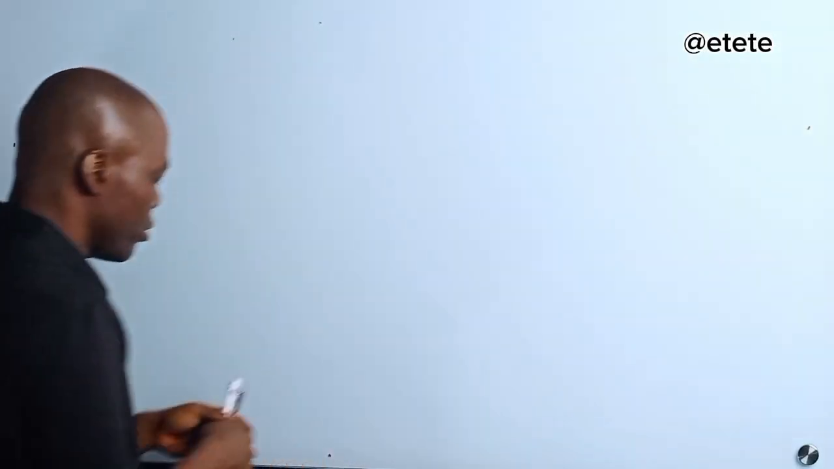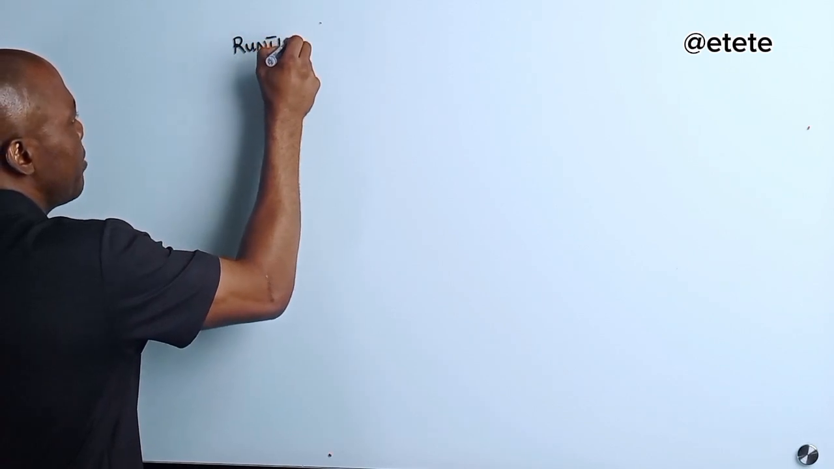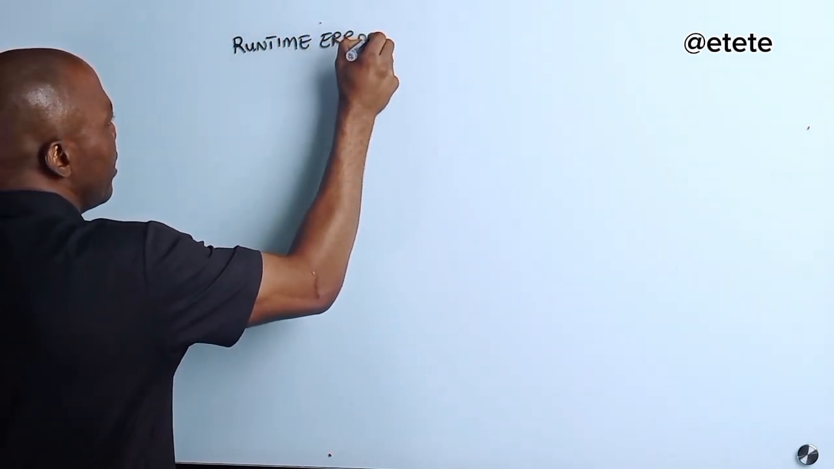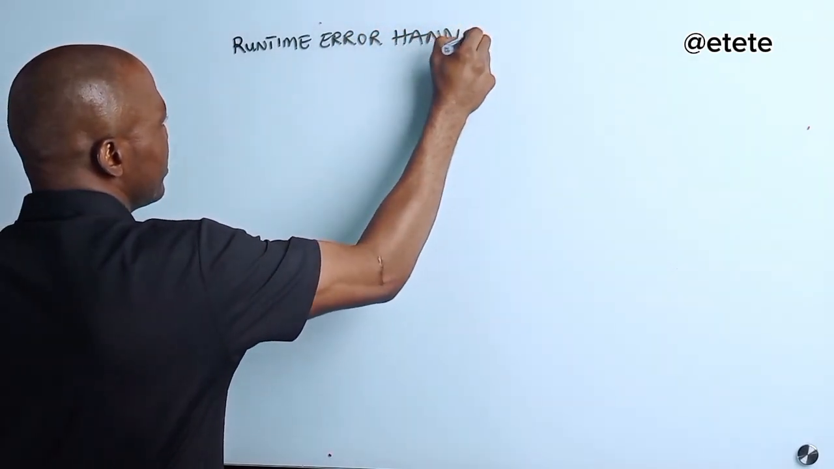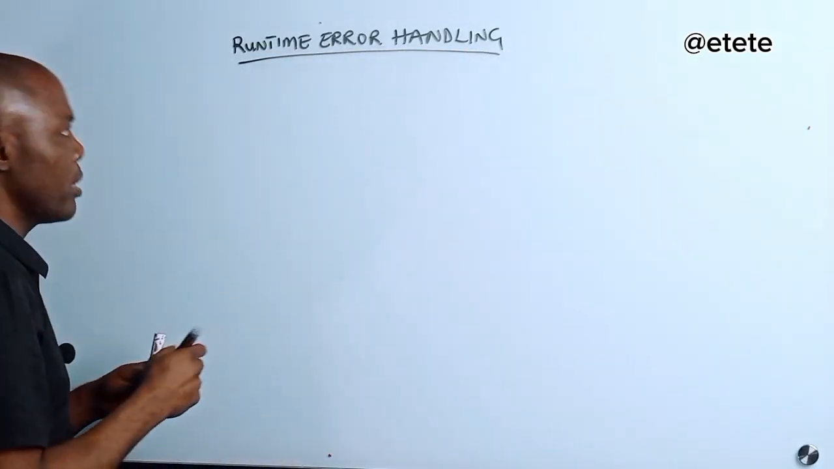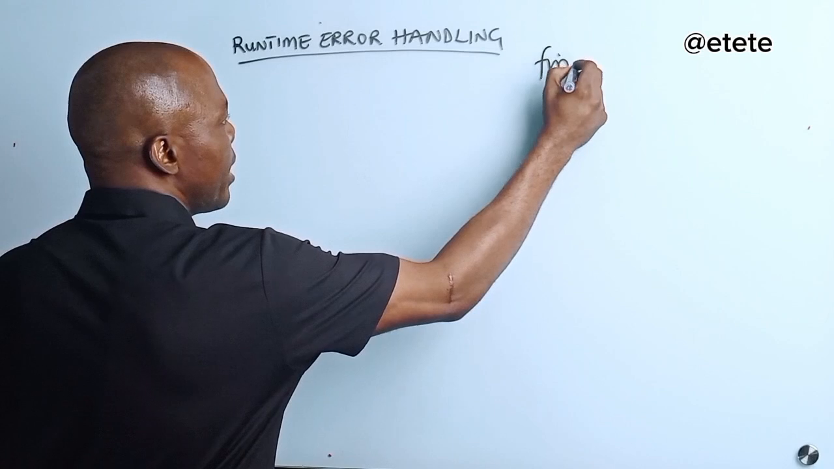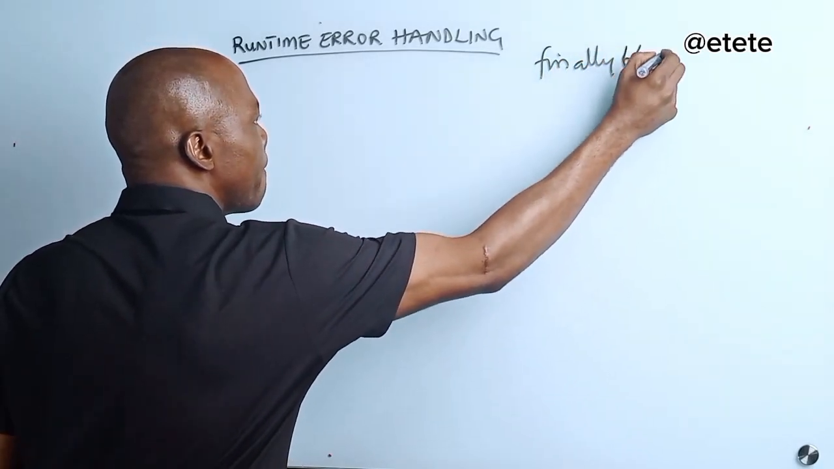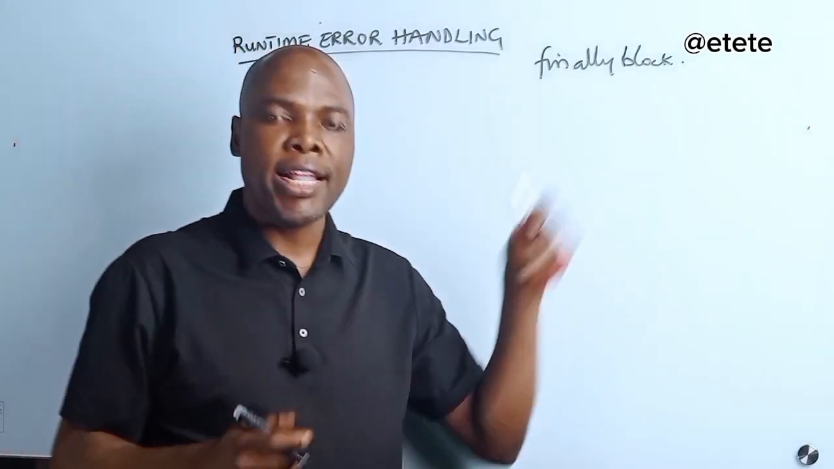So today's class, we are going to look at runtime error handling. We are still on that. This is what we are doing. So today we are going to look at the finally part, the finally block. Now, why do you need this finally block?